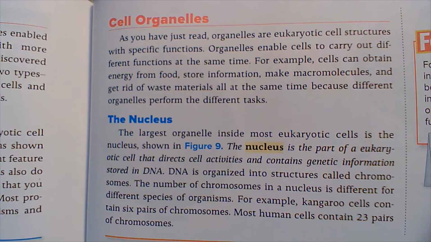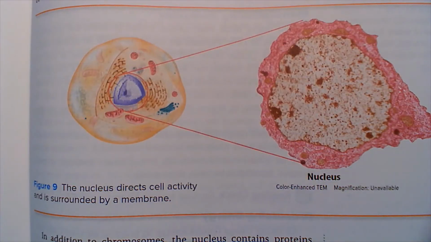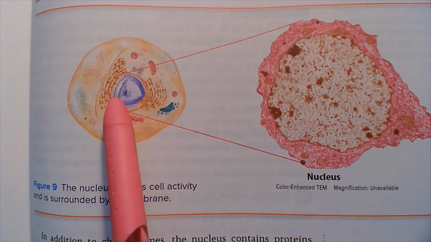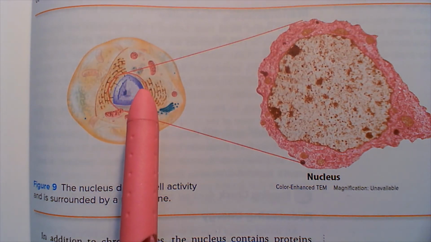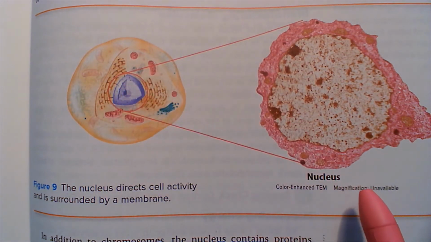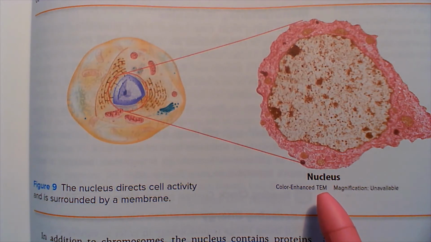Most human cells contain 23 pairs of chromosomes. Okay, so here's a picture of a nucleus. The nucleus is in the center of the cell, and it directs cell activity. It's surrounded by a nuclear membrane. And so here you see an enhanced transmission electron microscope picture of a nucleus.